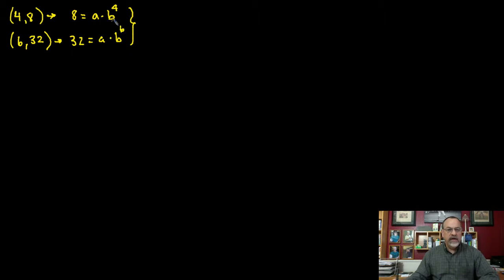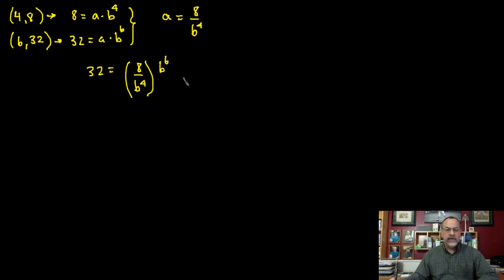So solving for a, I'm going to divide both sides by b to the 4th. So a is equal to 8 divided by b to the 4th. That's simply an algebraic manipulation of this. Now that I know what a is, I can substitute this into the other equation and then solve. So substituting into the other equation, I have 32 is equal to a, which I have from this other equation as 8 over b to the 4th times b to the 6th.